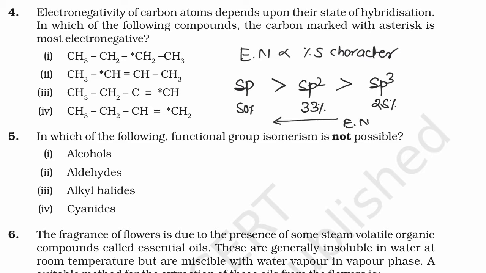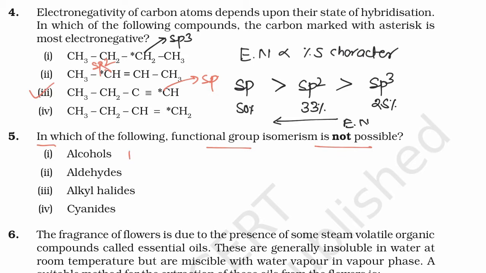So electronegativity is maximum when an sp hybridized carbon atom is present. Now in the first case carbon is sp3 hybridized. In the second case carbon is sp2 hybridized. In this case carbon is sp hybridized and hence the more electronegative carbon is present in the third, and the correct answer is 3. Next, in which of the following functional groups is isomerism not possible?